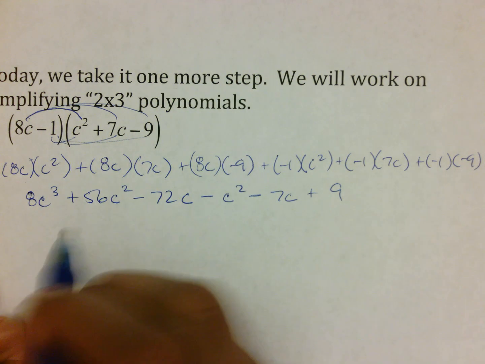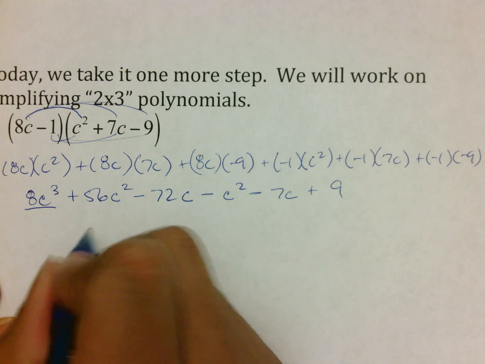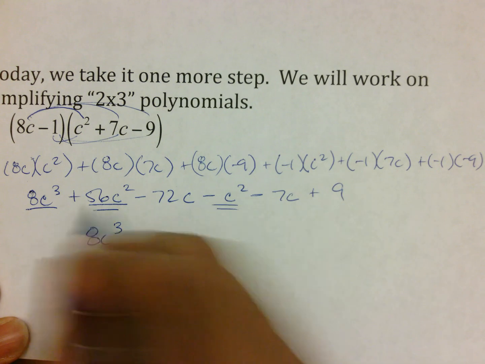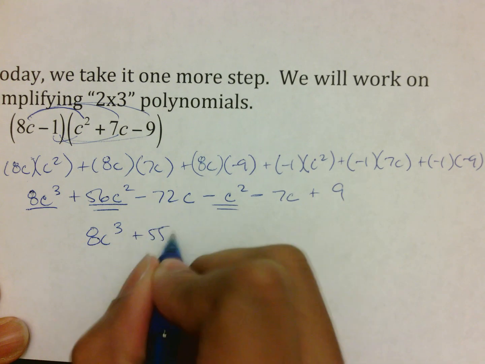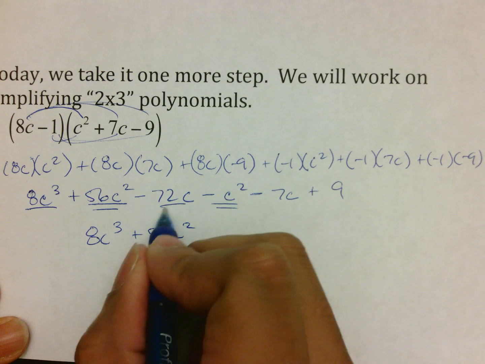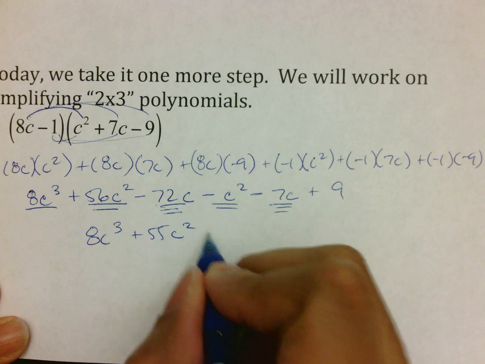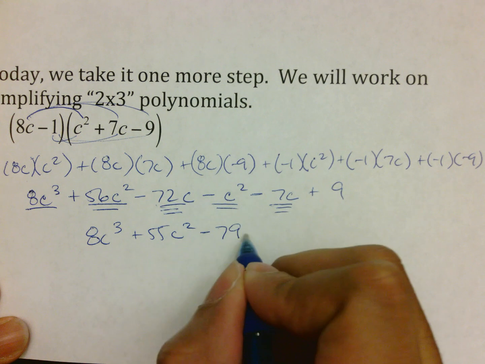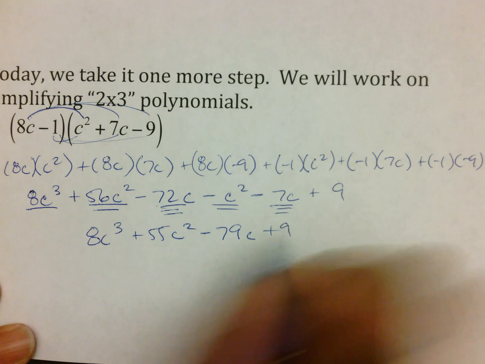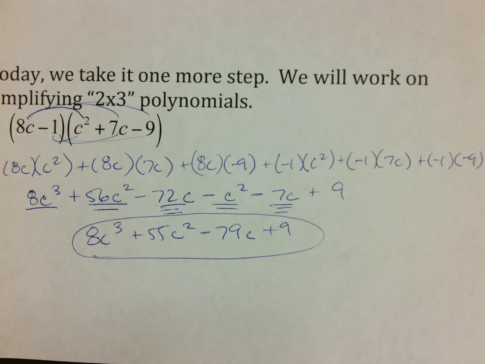But looking at what we got, remember we want to put this in standard form, which means high to low. So 8c to the third should be first. Then look for your c squareds, which are here. 56 minus 1 makes 55 c squared. Again, remember that's a positive 56 and a negative 1. Looking at your c's, negative 72, negative 7. Both of those are negative, which means they work together to make negative 79. Again, feel free to verify that for yourself. And then the plus 9 just comes down. And that is your answer for that question.